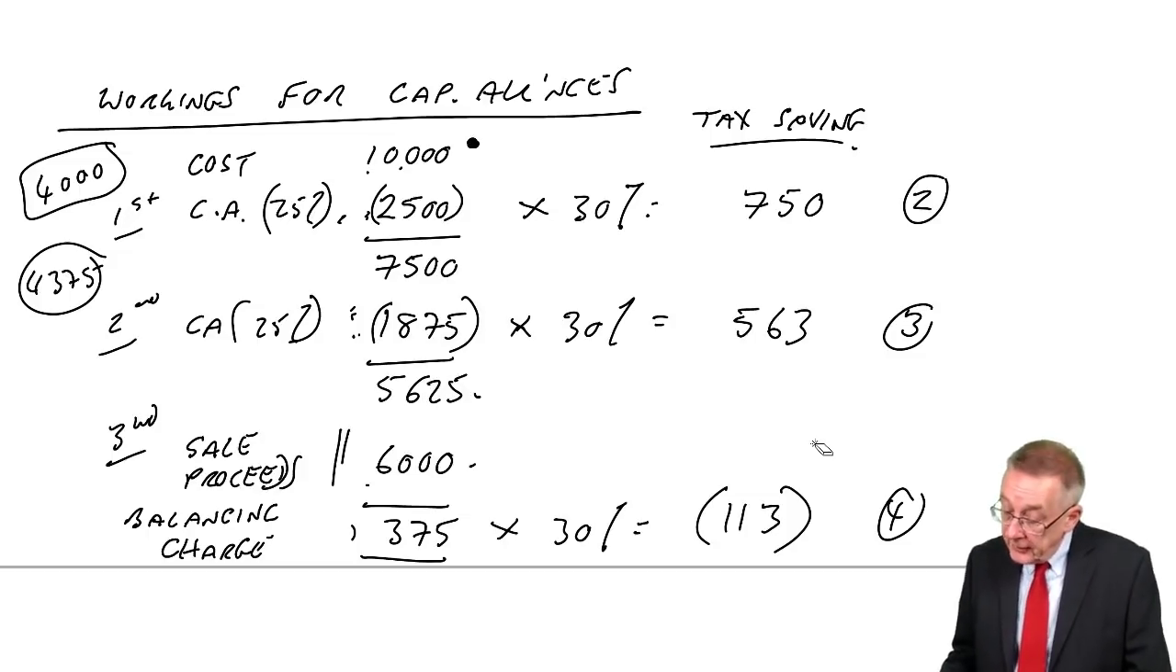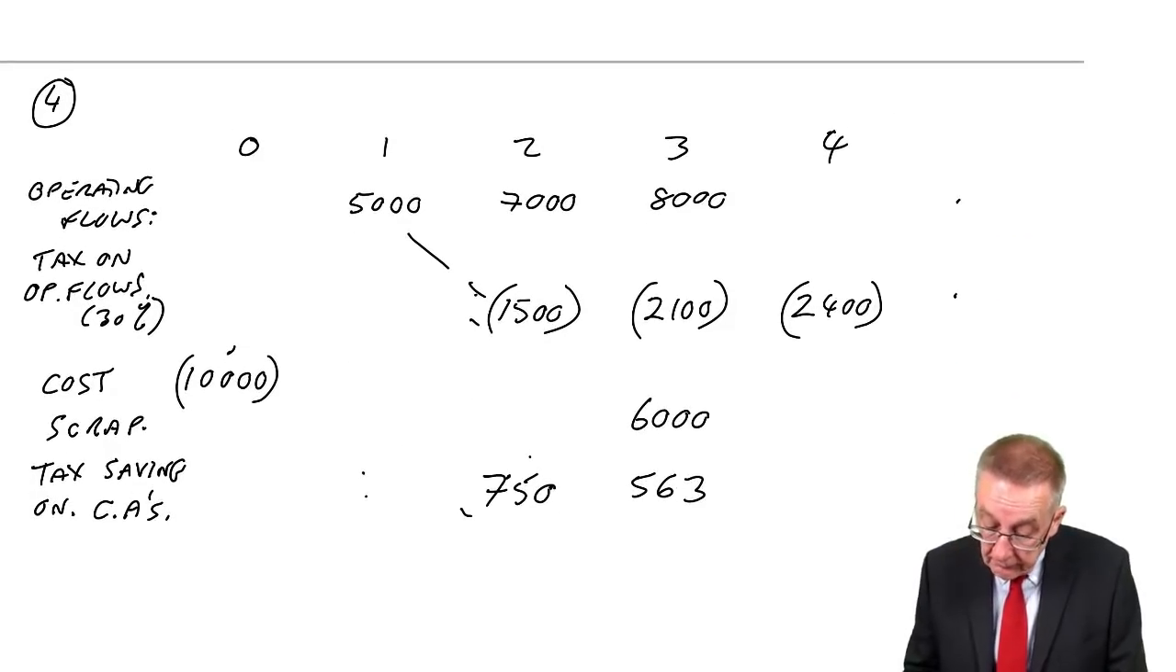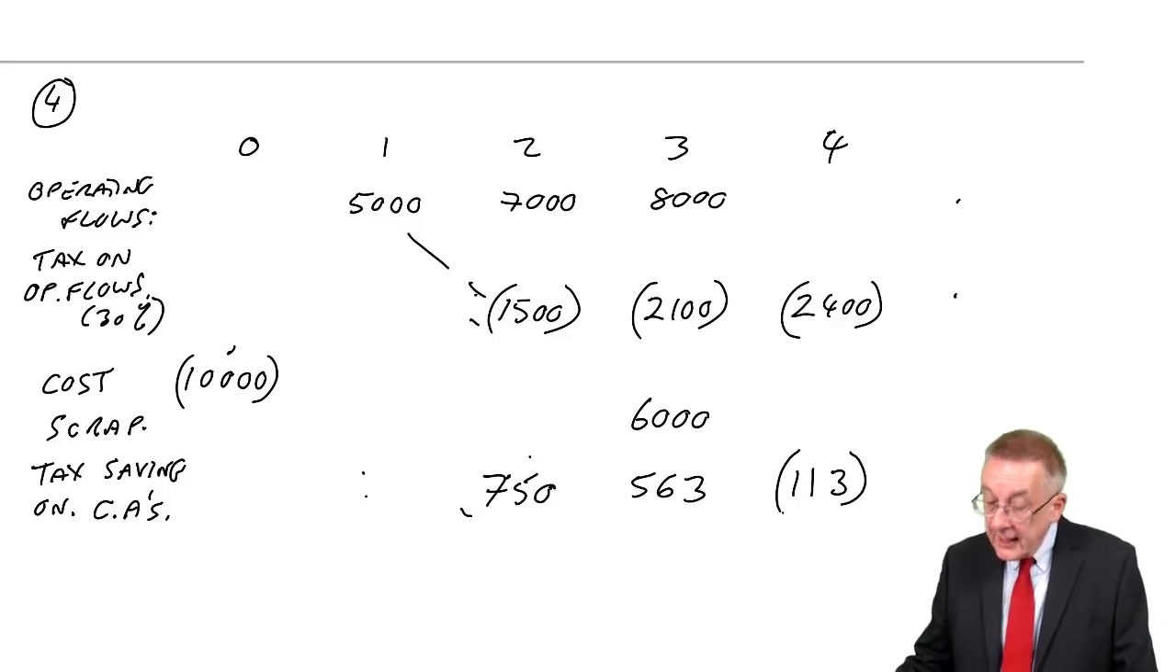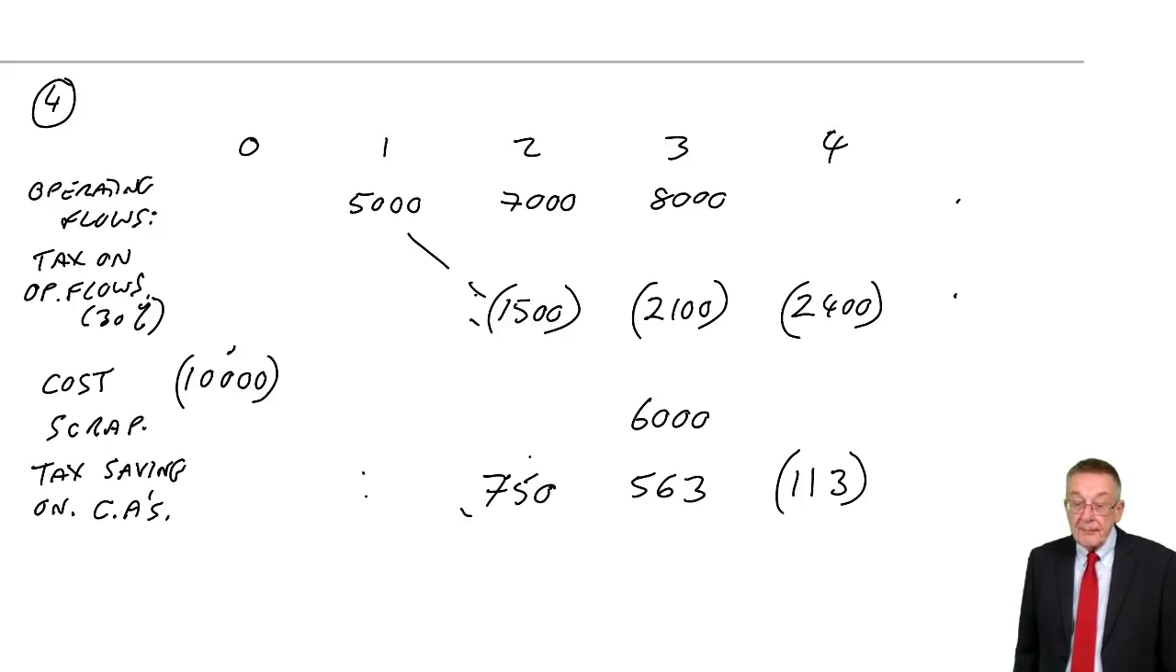So let's go and finish off the thing. 113. Let me change the colour back. 113. It was a balancing charge. And so it's a cash outflow.